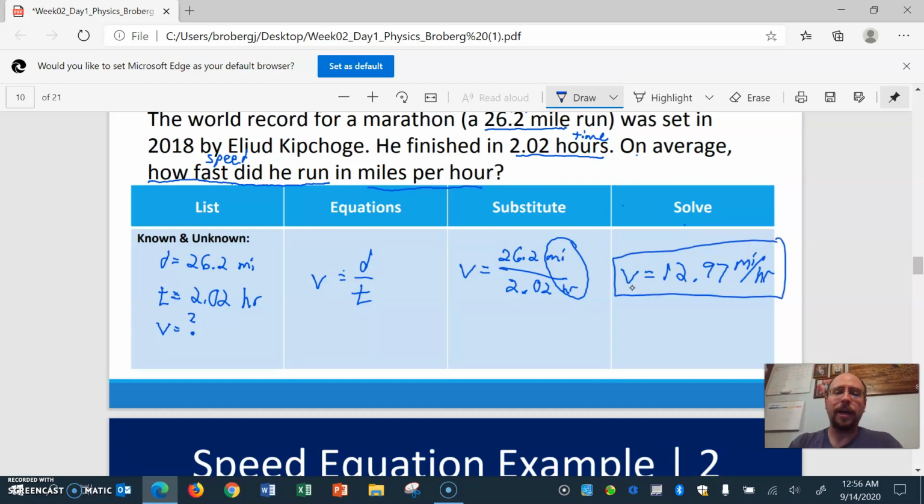I'm going to put my answer in a box because that's what I solved for. That just shows that's my answer. All right, so that's problem number 1.